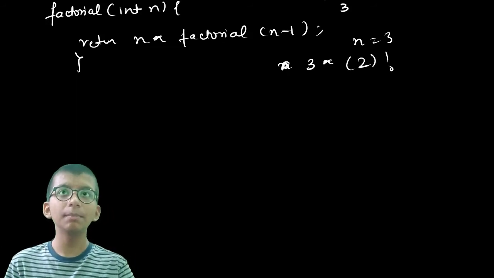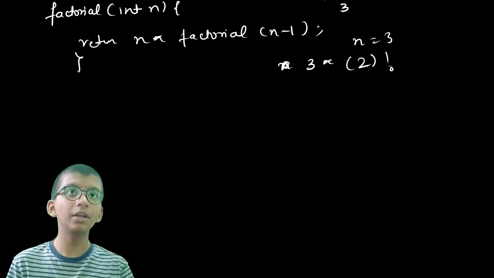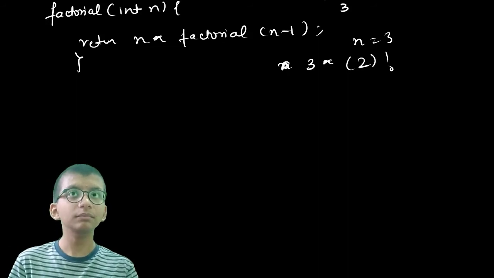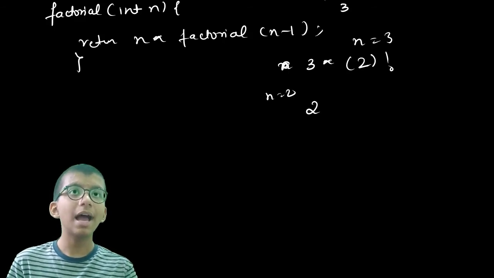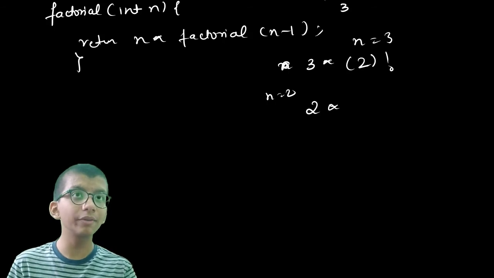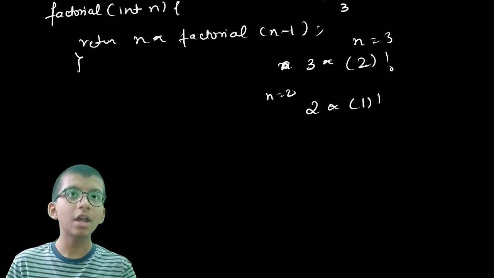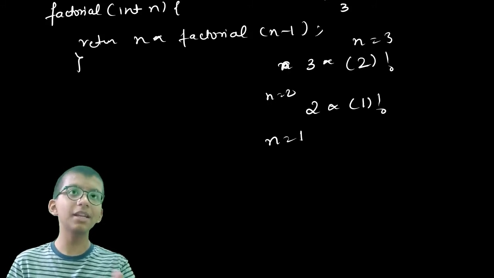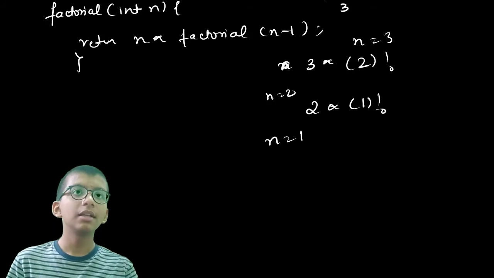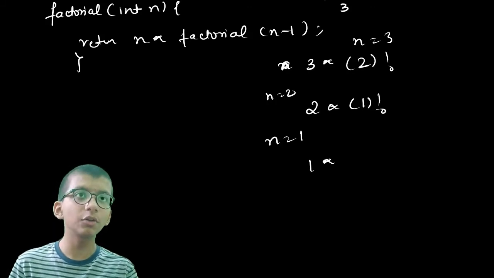Now it again goes up, now it again returns the 2 times, now n equals 2, because we want the factorial of 2. And here 2 minus 1 equals 1, so we want the factorial of 1. Okay, so now n equals 1, and then for n equals 1 we do n minus 1, so 1 times the 1 minus 1, which equals 0 factorial.